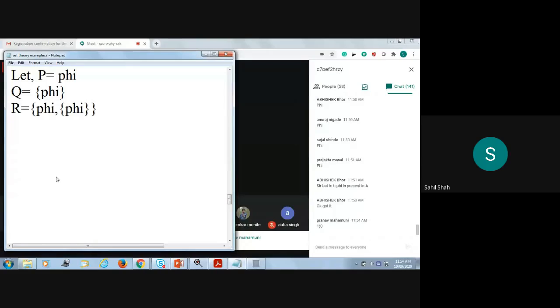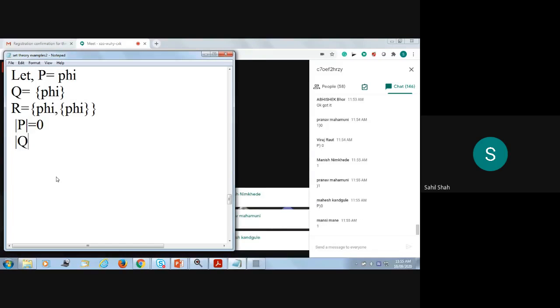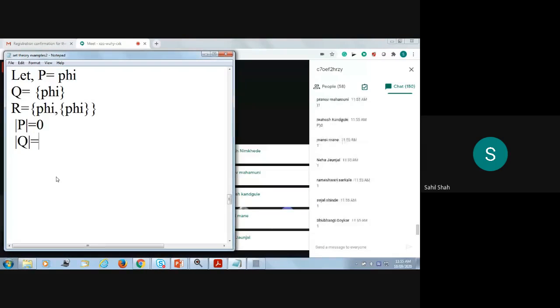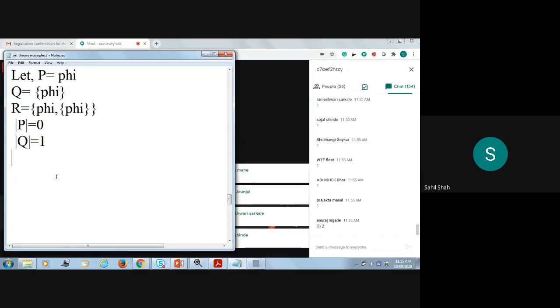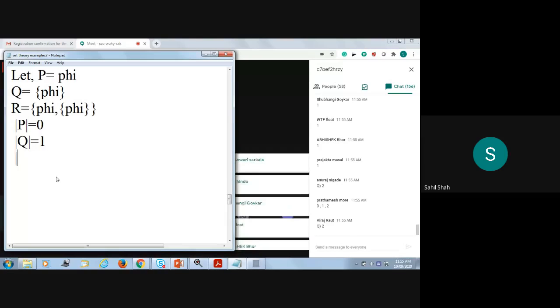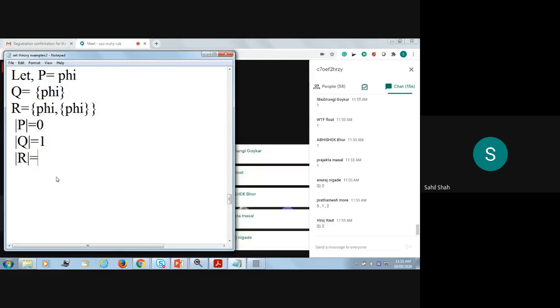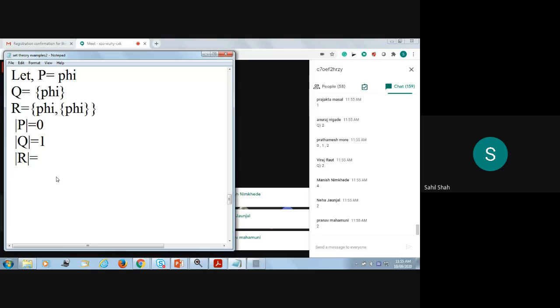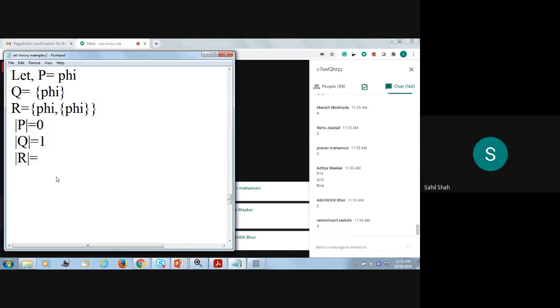Pranav Mahamuni is saying cardinality of P is 0. Fine, Pranav, correct. Cardinality of P is 0. Okay. What is the cardinality of Q? Cardinality of Q is 1. Would you say that cardinality of Q is 0? No, because we are observing that phi has one element in Q. What is the cardinality of R? Suraj is saying cardinality of Q is 2. How come? How is cardinality of Q 2?